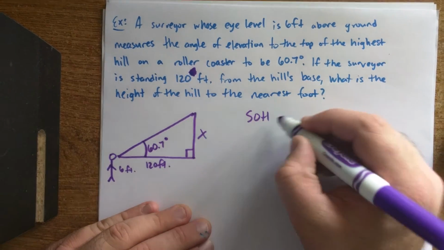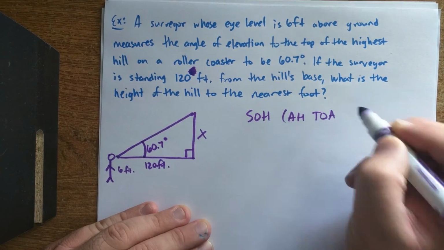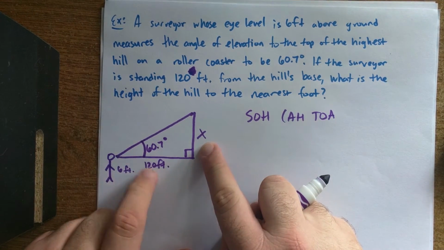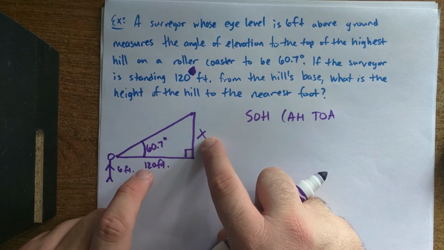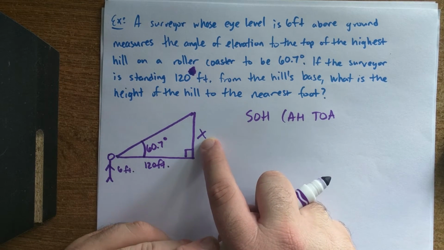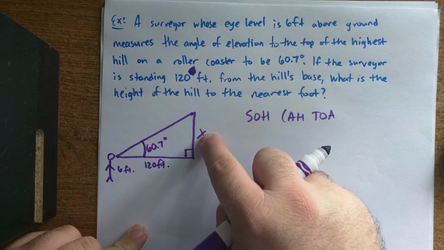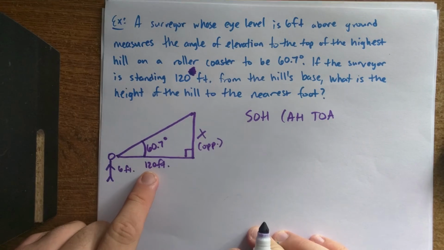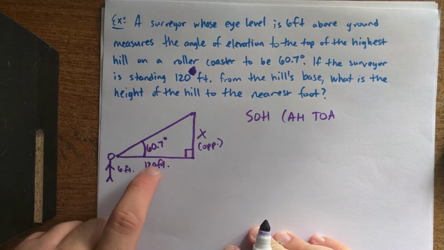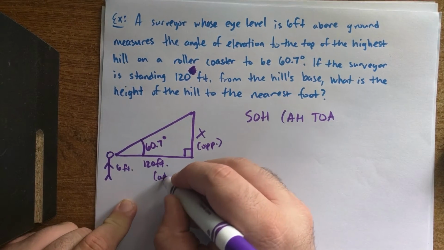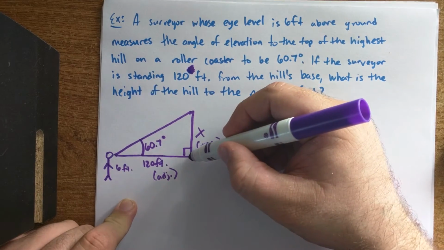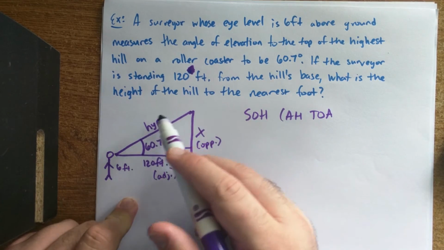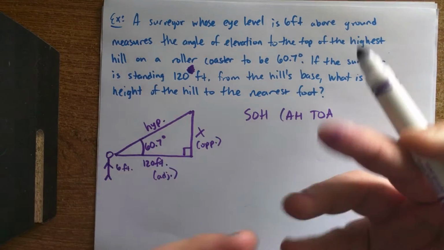So let's remember SOHCAHTOA. Think about the angle that you have, and what are these two sides to that angle? Let's start with x. Is that your opposite, your adjacent, or your hypotenuse? Well, x is directly across, so this is your opposite. 120 feet is right next to 60.7 degrees. Next to means adjacent. And you can verify that because this side has to be your hypotenuse, since it's across from your right angle. We don't need to know it, but it helps you see the whole picture.